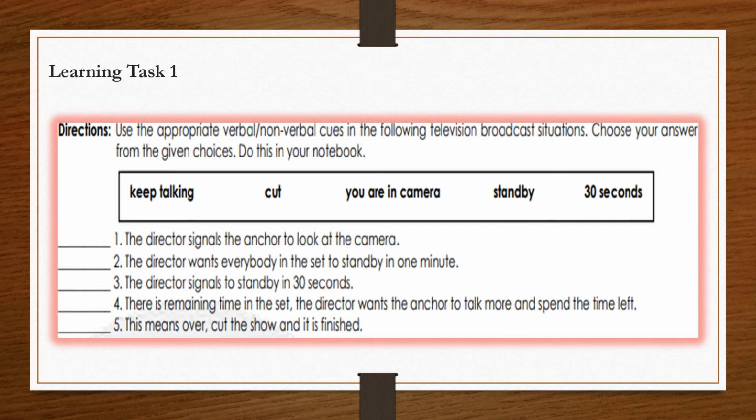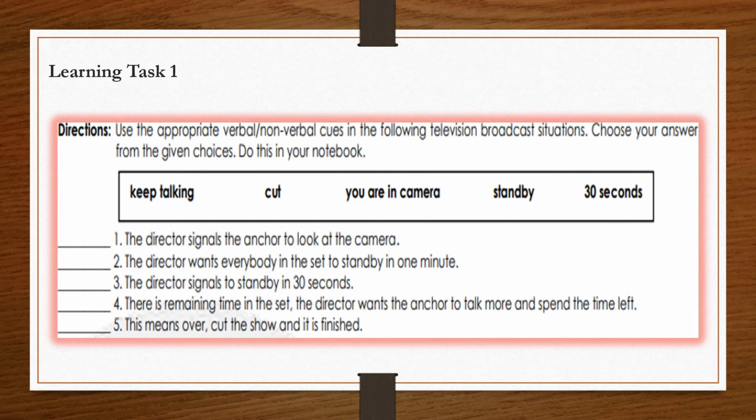So, for learning task 1, directions, use the appropriate verbal or nonverbal cues in following television broadcast situations. Choose your answer from the given choices. Do this in your notebook. So for the choices, we have keep talking, cut, you are in camera, stand by, and 30 seconds.